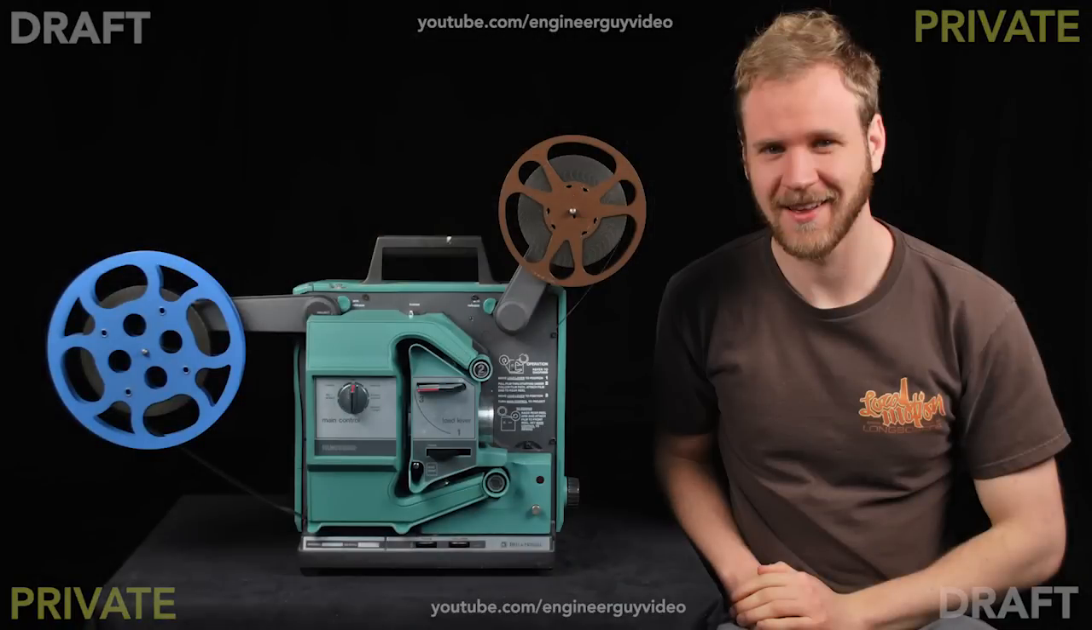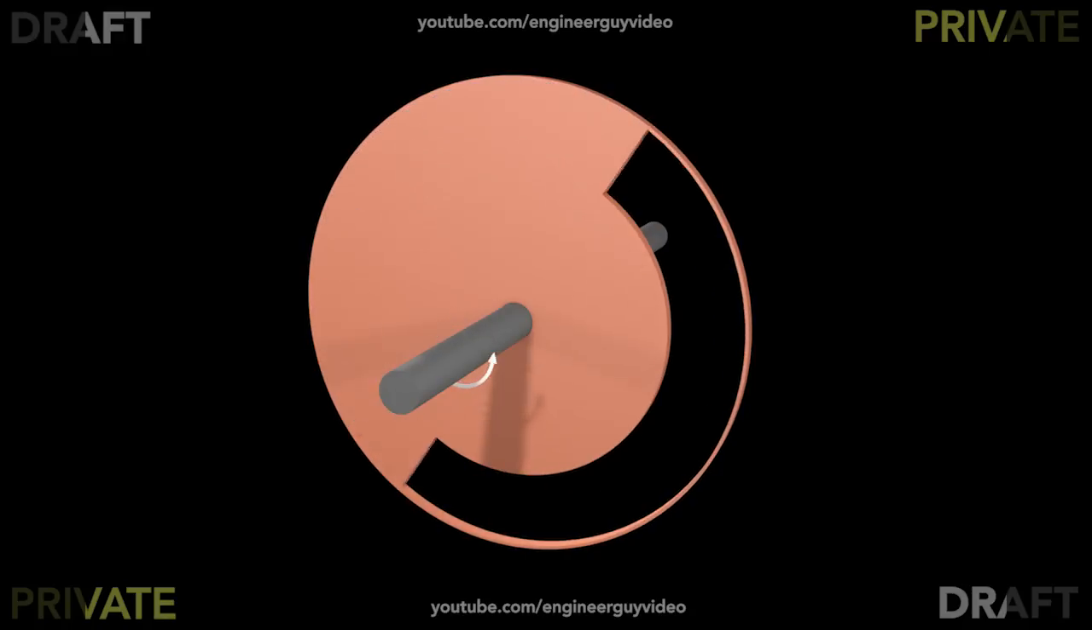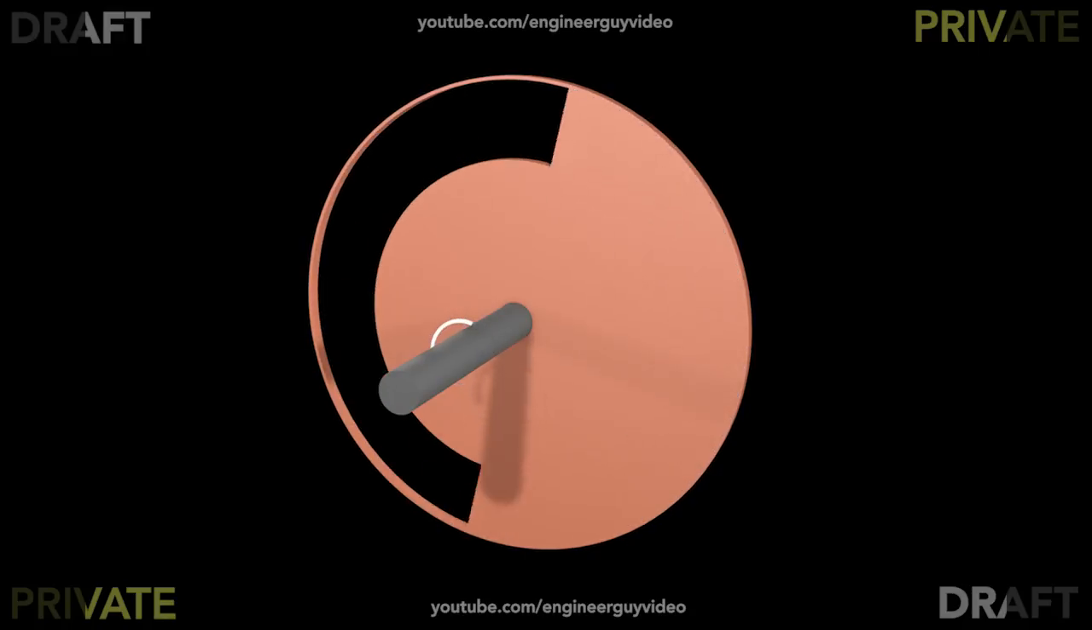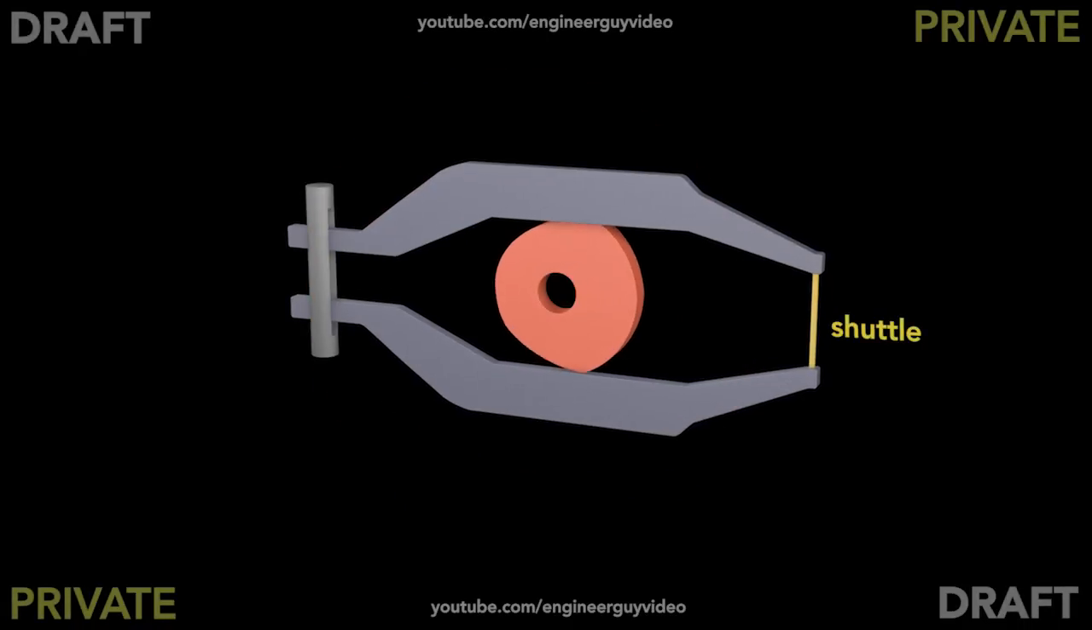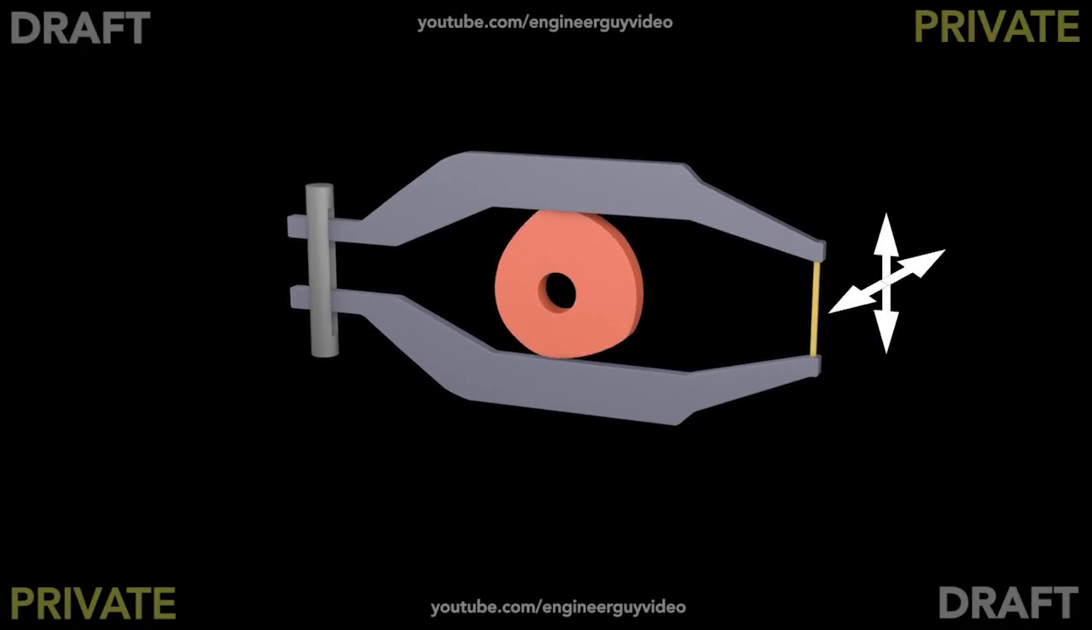Both these mechanisms, the shutter and the shuttle, are driven by a single axle. The shutter has a single degree of movement. It rotates along with the axle. The shuttle mechanism moves in 2 directions. The shuttle moves up and down, as well as forward and backward.